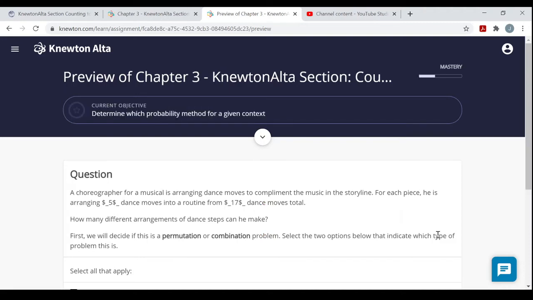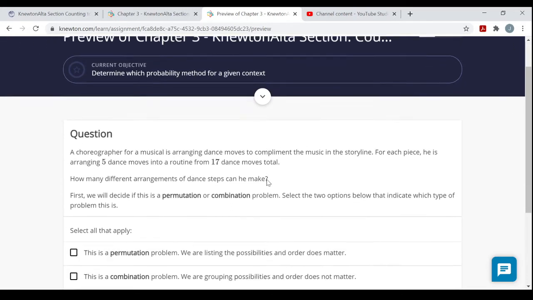All right, so the other objective is pretty much the same thing. It says determine which probability method for a given context. So I'm not going to go into more instruction for this because it's the same stuff. You just have to determine, would it be a permutation problem or a combination problem? Now, permutation, remember, is when order matters, when the positions that things come in matter. And it'll be a combination problem when the positions don't matter, when order doesn't matter.